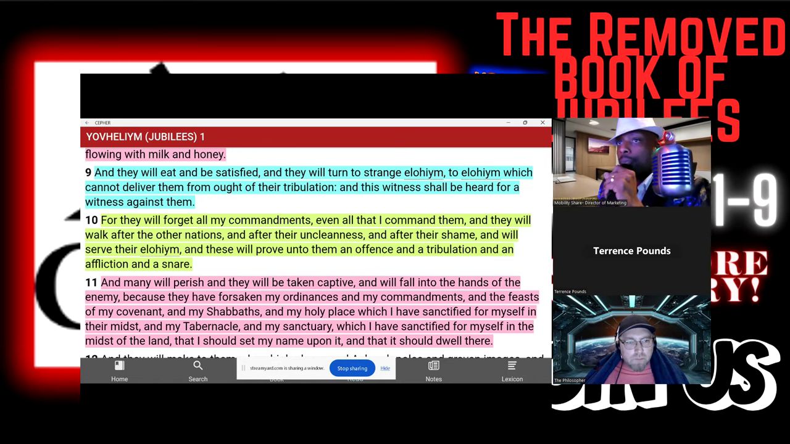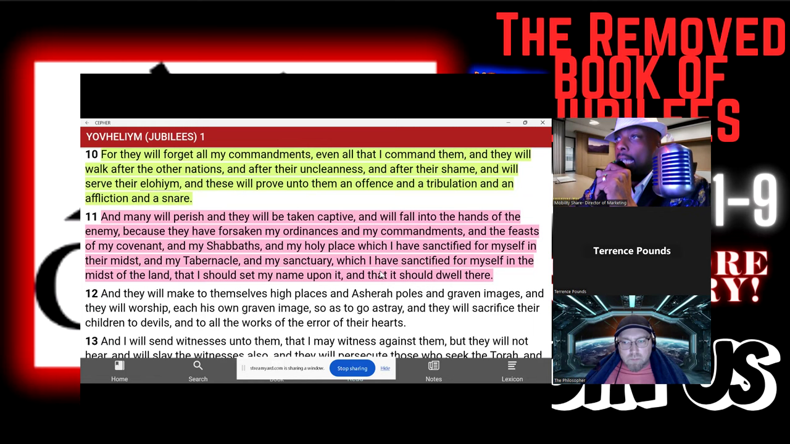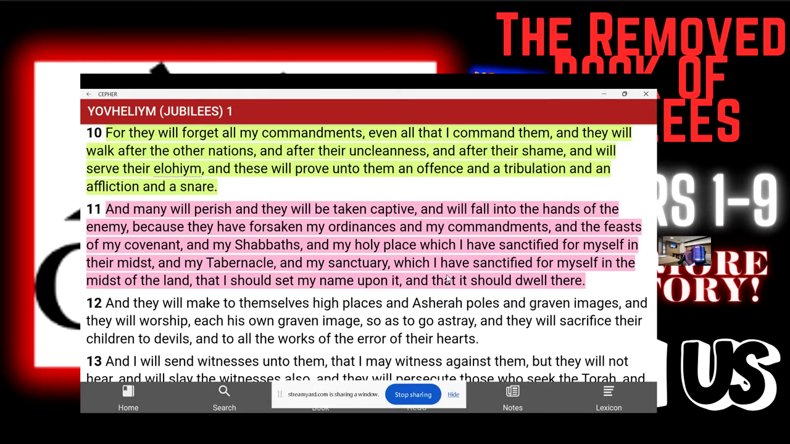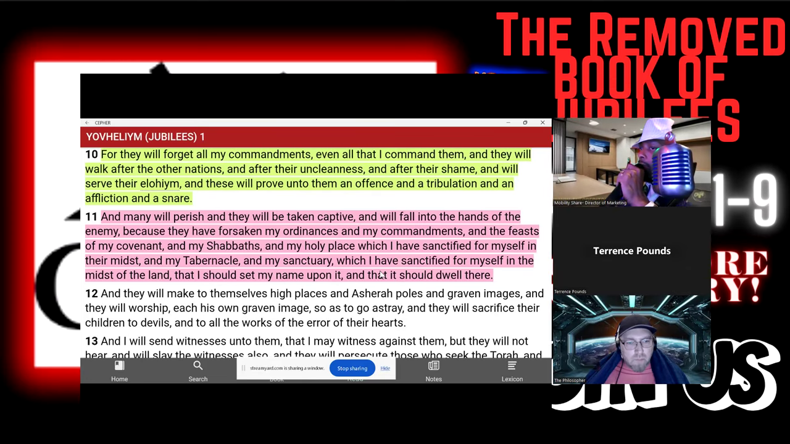And many will perish, and they will be taken captive and will fall into the hands of the enemy, because they have forsaken my ordinances and my commandments and the feast of my covenant, my Sabbaths, my holy place, which I have sanctified for myself in their midst. And my tabernacle and my sanctuary, which I have sanctified for myself in the midst of the land, that I should set my name upon it and that it should dwell there. And they will make to them high places and Asherah poles.